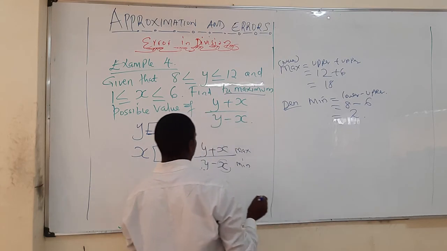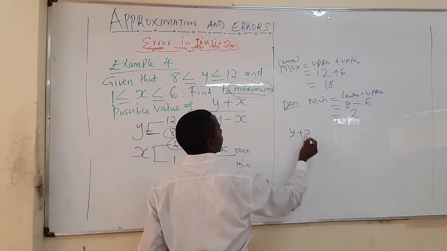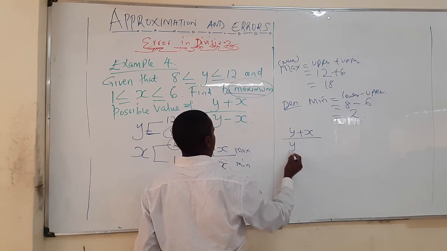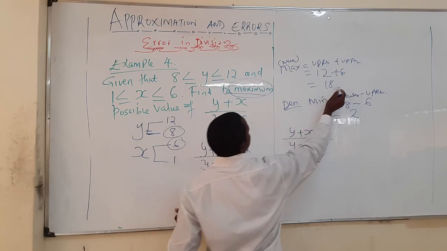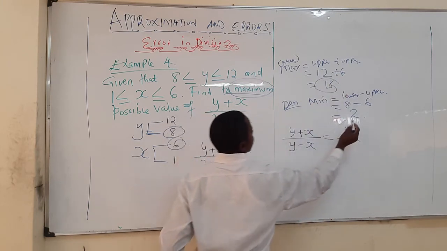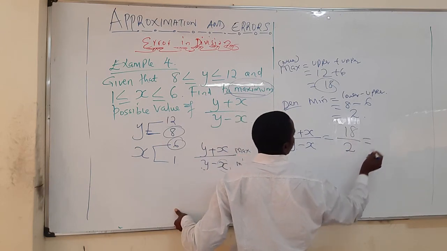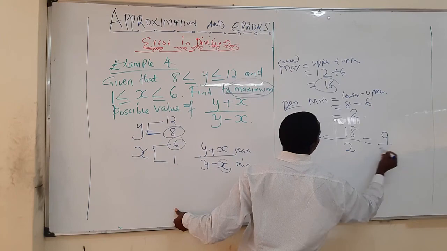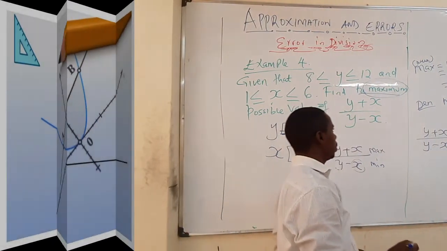And then our maximum value for y plus x divided by y minus x will be the numerator at maximum, which is 18, and the denominator at minimum, which is 2, and 18 divided by 2 is going to be 9. So that is the maximum value.